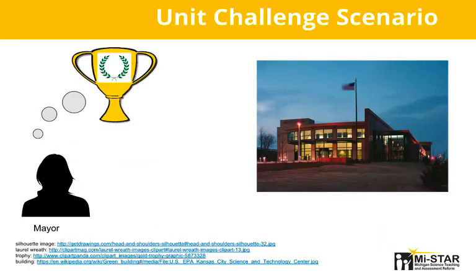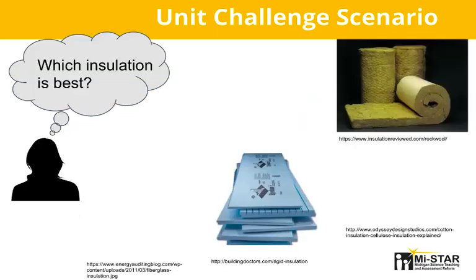In the unit challenge scenario, the mayor of your town is competing for an environmental award, which, if won, will provide many benefits to the community. The mayor has decided to plan a new community center building to win this award. In order to win, the mayor has commissioned your class to investigate 4 different insulation materials to be used inside the building's walls. Your class will provide an explanation based on science and engineering ideas on why a specific insulation material is the best choice for this building.